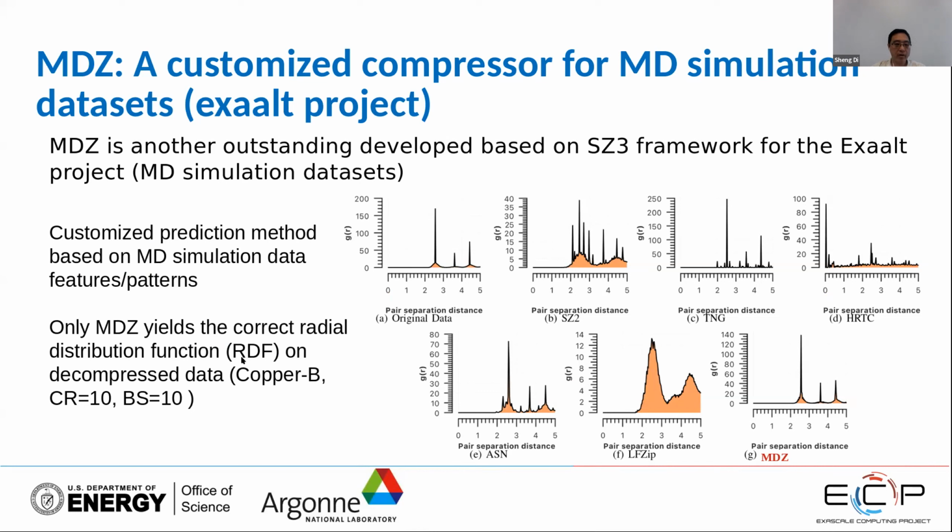RDF is a very important metric to MD researchers. We can see that with MDZ, when the compression ratio is about 10, it can preserve the RDF feature perfectly. But with the same compression ratios, other compressors suffer very significant distortions.